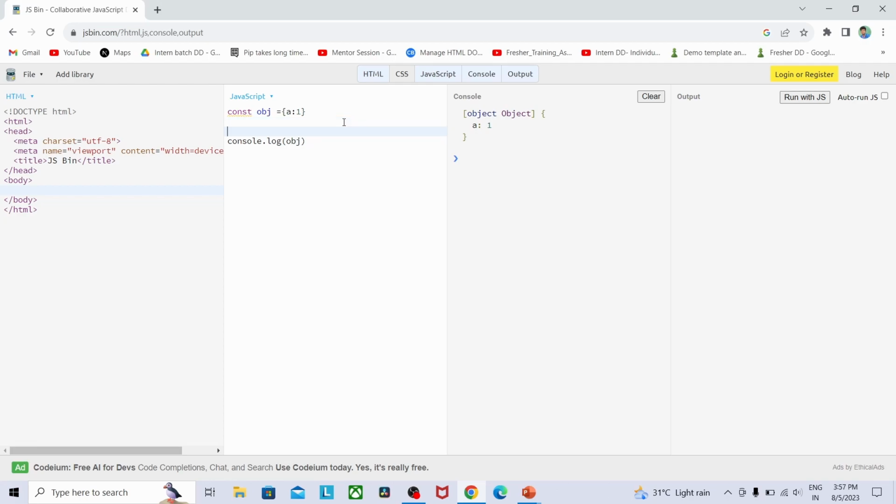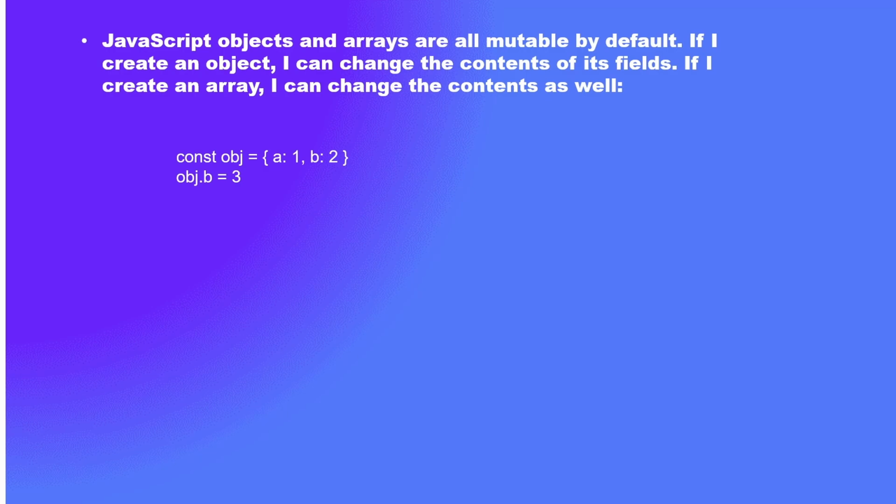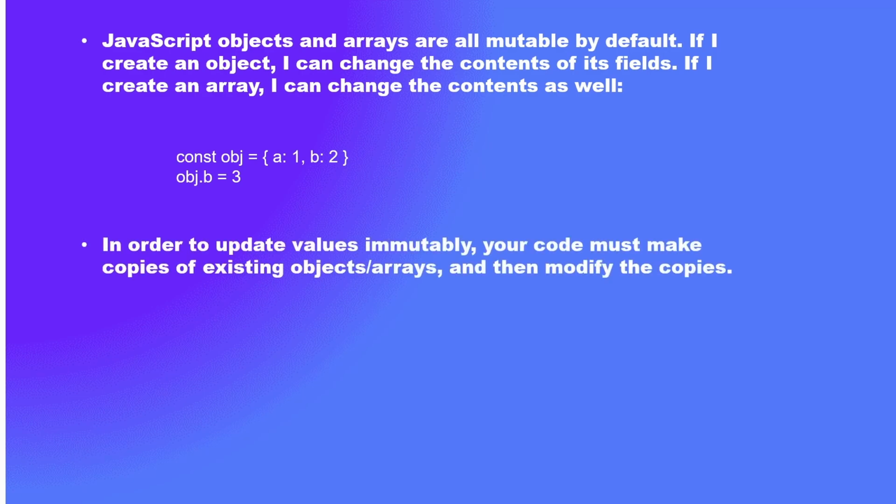Now I'm going to update the value here. Object.a equal to 6. I'm going to clear and run again. Now you can see the value has been updated. This is the normal function of an object, but in Redux we don't want to lose the initial values, so that's why we want Redux to work in an immutable way.